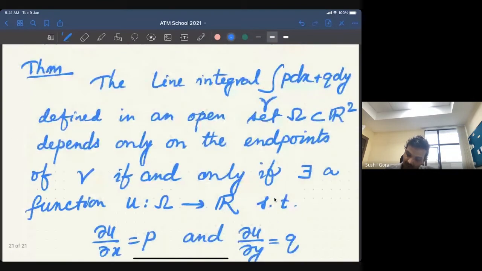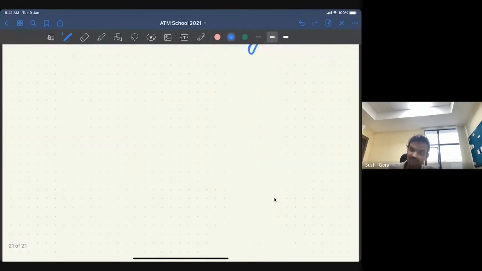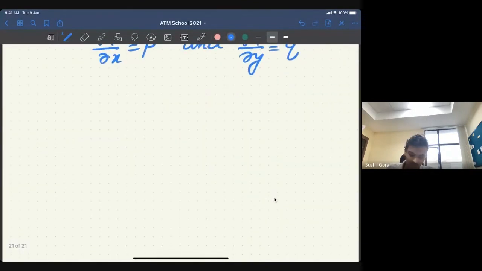So is the statement clear, or is there any confusion? This is a very important theorem. We will apply it in our context, in complex analysis, and see what we get. Any question about the statement? Okay. All right. So let's go into the proof then.